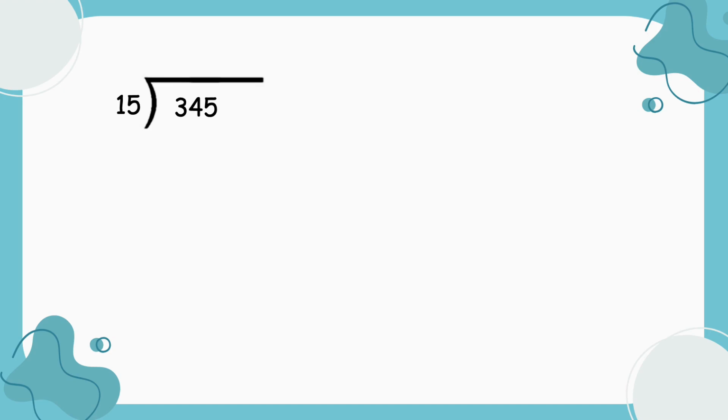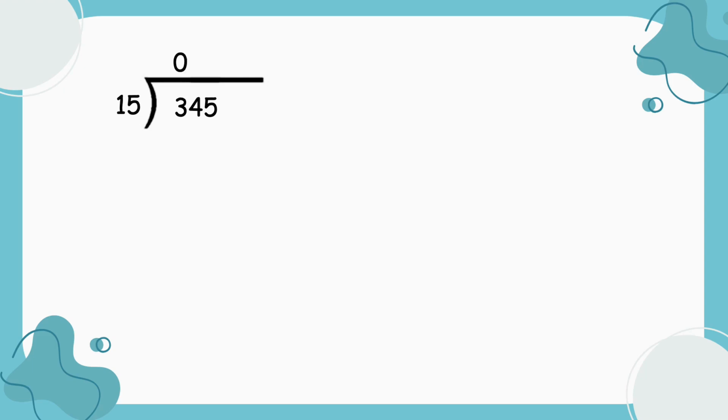345 divided by 15. First ask, how many times does 15 go into 3? It doesn't. So put a 0 above 3. Then ask again, how many times does 15 go into 34?